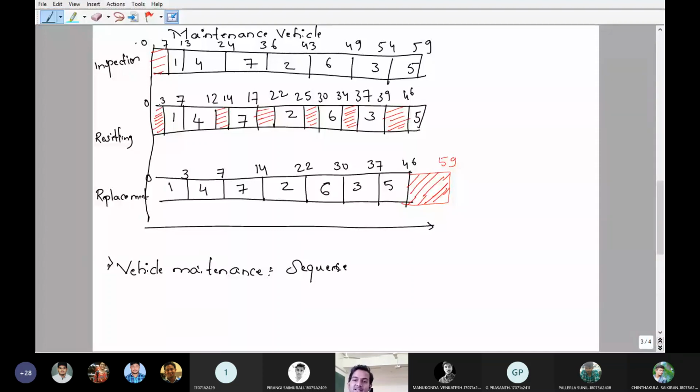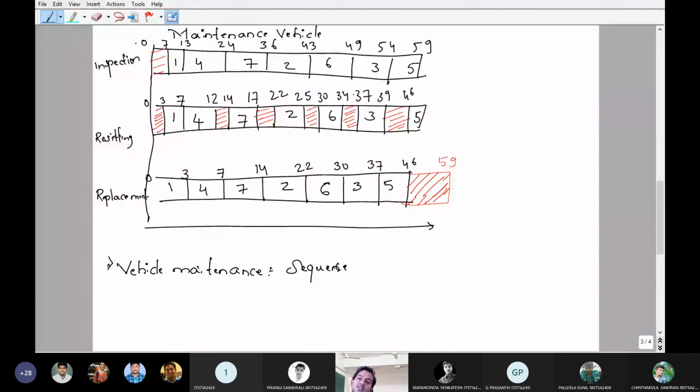You can observe here, initially 3 hours he was idle, 3 minutes or 3 hours idle, and later vehicle 1 and vehicle 4 he was continuous. And when you see 12 to 14, 2 hours or 2 minutes he was idle, then the seventh vehicle he was running, and 17 to 22 he was idle, and the second vehicle he started. And 22 to 25 he was working, and 25 to 30 he was idle, 5 hours or 5 minutes. And the sixth vehicle he took 30 to 34 continuously, and later he was idle.